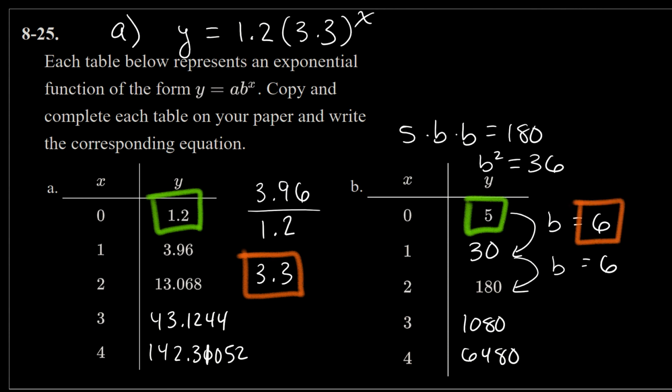So for B, the equation is going to be y is equal to my zeroth term, 5, times 6 raised to the x power. There we go. y equals 5 times 6 to the x. That's it for that.